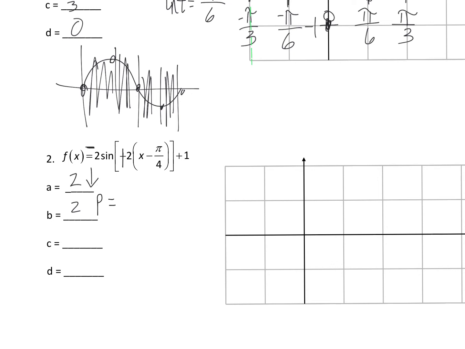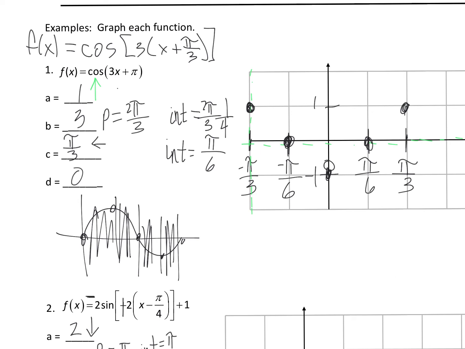So period would be 2 pi over 2, which is pi. And then we want to get our interval, how much we're going up by, because we do have a horizontal shift. And our interval is going to be pi divided by 4, or just pi over 4. We also have a horizontal shift c of pi over 4, and that will be to the right, and then a d of 1, up 1. Now, it just happens that our interval is the same as the pi over 4, the horizontal shift. Up here, they weren't the same, but the interval was a factor of the horizontal shift.